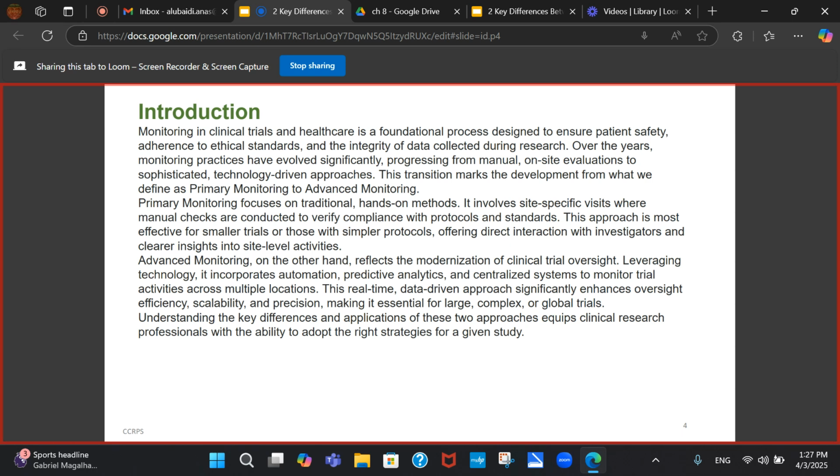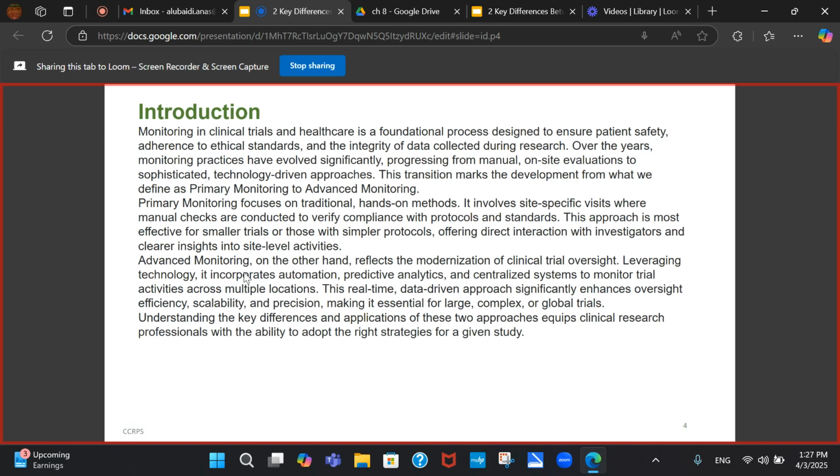So the primary monitoring method is very much traditional compared to the advanced one. By sticking with the traditional primary monitoring, this will be very useful, impactful, and helpful in smaller trials and simpler protocols, not with the big protocols or big trials.